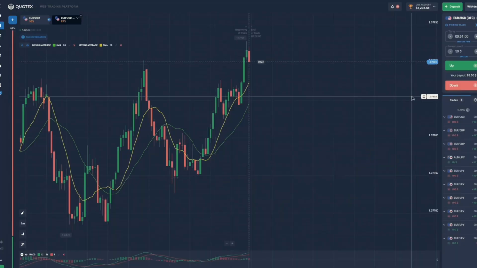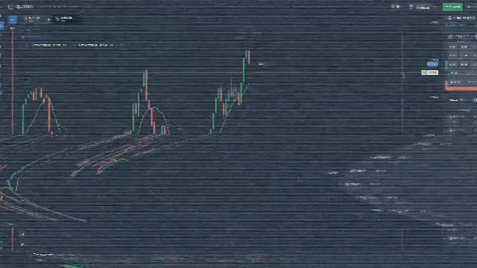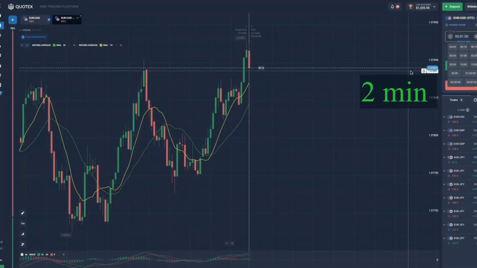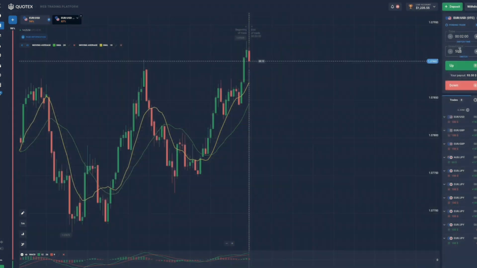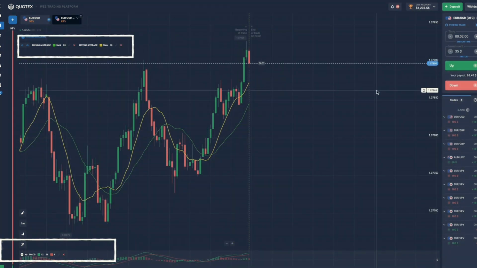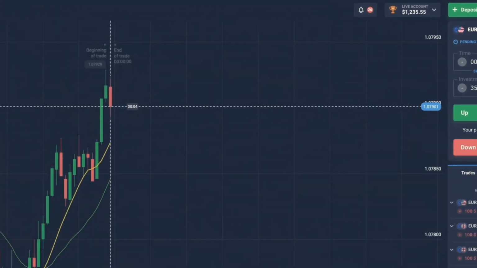Hello, once again I have brought a working and updated strategy. In this I have set a trade expiry time of 2 minutes and added 2 indicators. We will trade with 2 moving averages and MACD. In this you can see how I have grown my account.